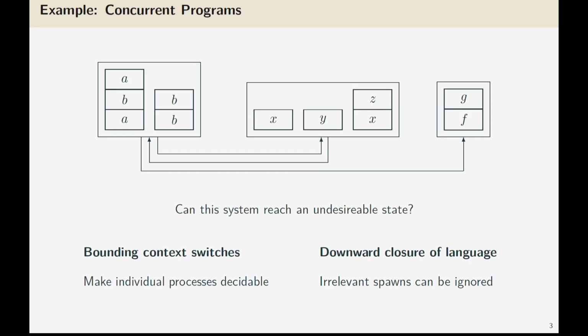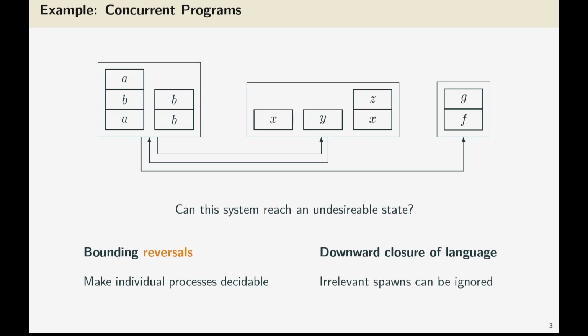Okay, so if we go back to our original example, we decided to make this task feasible by bounding the number of context switches, but that's not the only thing we can do. We could also instead bound the height of each stack, or the number of times that each stack can reverse direction, so switch between pushes and pops. All of these bounds might seem a bit arbitrary, but in practice we have seen that even for small bounds, we can already detect a lot of relevant bugs.